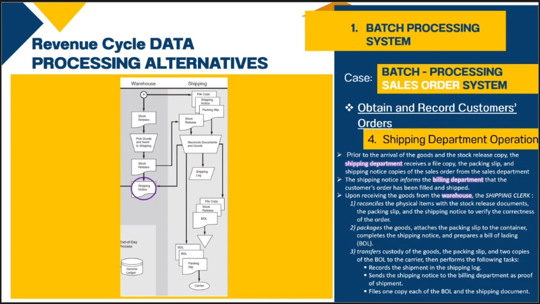This reconciliation is an important control because it is the last opportunity to detect errors before shipping the items ordered. Now, after the reconciliation, the shipping clerk packages the goods, attaches the packing slip to the container, completes the shipping notice, and prepares a bill of lading or BOL. After that, the shipping clerk transfers custody of the goods, the packing slip, and 2 copies of the BOL to the carrier, then performs the following tasks. First is to record the shipment in the shipping log, send the shipping notice to the billing department as proof of shipment, and then file 1 copy of each of the BOL and the shipping document.